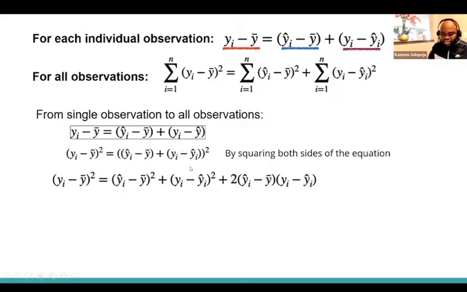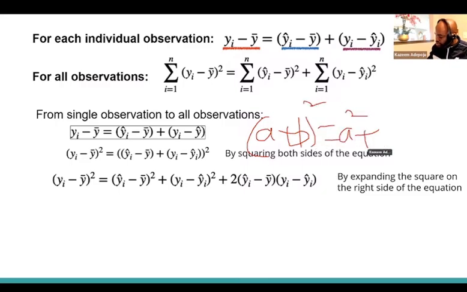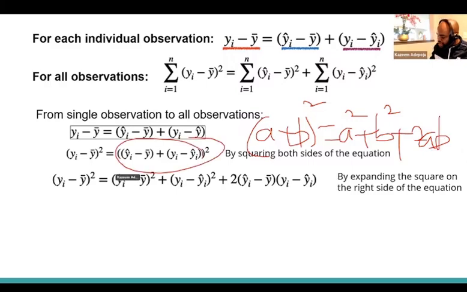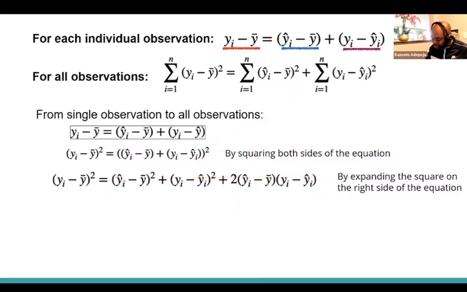So what are we actually using? We're using the rule in mathematics where you have A plus B all squared, which is A squared plus B squared plus 2AB. That is exactly what we are applying here to get this side. So what I'm trying to show you is how to decompose the response variable into 2 components mathematically.